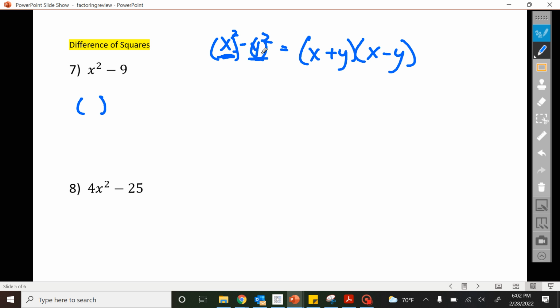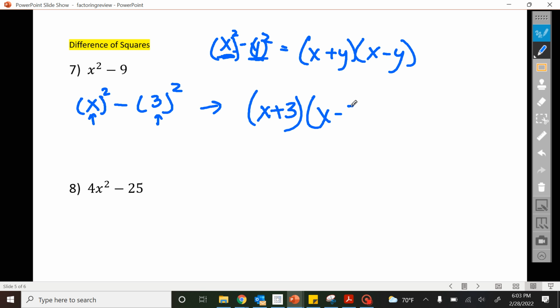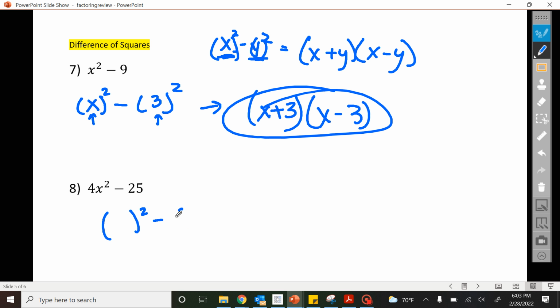and sometimes it's nice to put parentheses around it so you can see what makes up each square. So like for this one, x squared is a square made up of x times x. X to the second power would make x squared. And 9 is a square made up of 3 times 3. 3 to the second power is 9. So once you have these two, in this case x and 3, then you can factor it because one of the factors would be plus, so x plus 3, and the other factor would be minus, so my x minus 3. As long as you can find the two factors, the two squares, then you're good here.